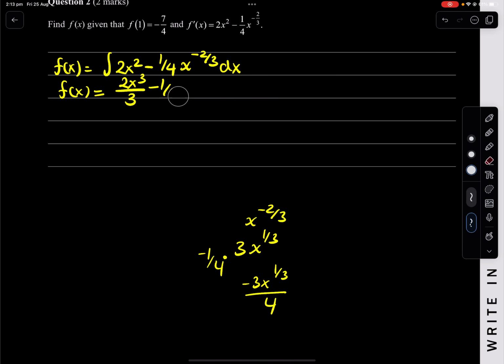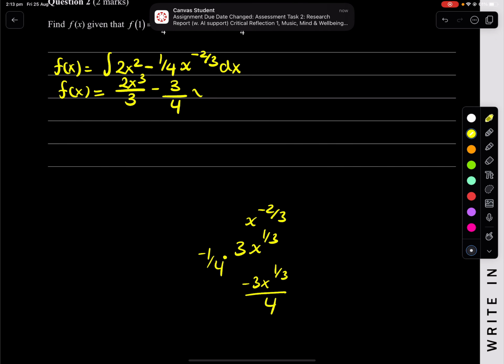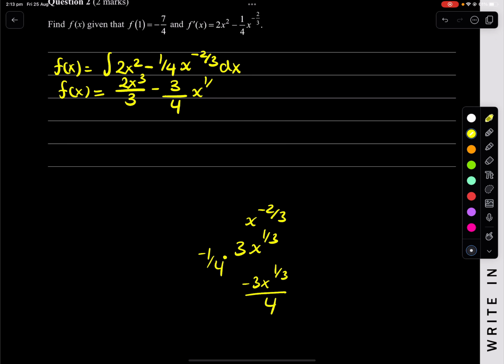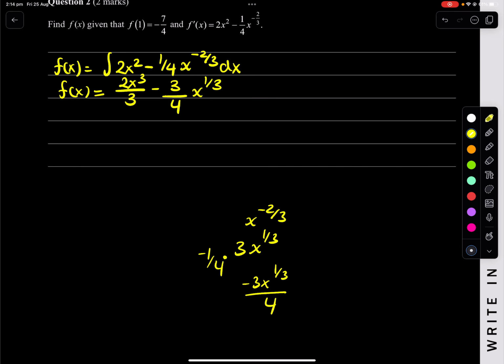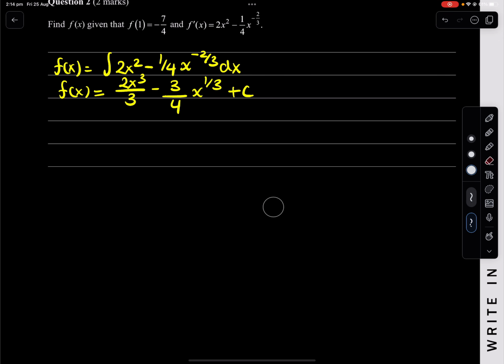So now, just let me rub this one over here and put that over here. Negative 3 over 4 x^(1/3) plus c. Is that right? Have I made a mistake? So plus 1. Okay, looks right. Let me just rub this all off.